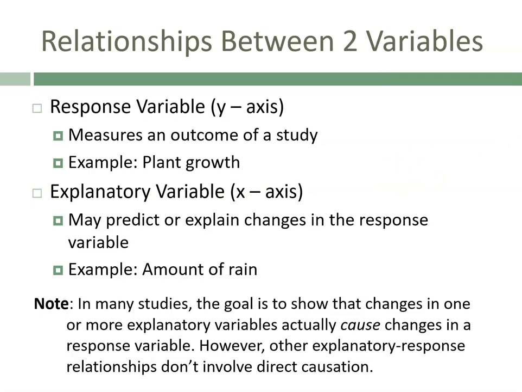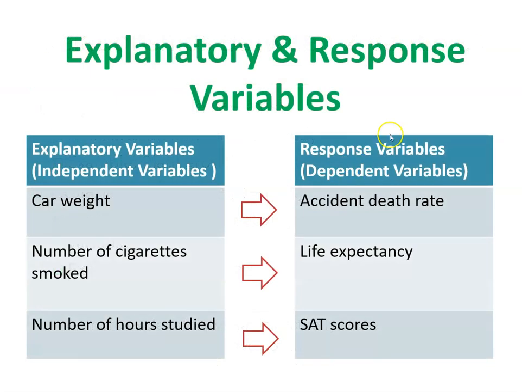We want to stay away from the term independent here, just because independent can mean something different, so we're going to use explanatory instead. So here's a quick little note. In many studies, the goal is to show that changes in 1 or more explanatory variables can actually cause changes in the response. So for the tomato plants, does the amount of rain cause or explain that plant growth, right? If I have a lot of rain, am I going to have really tall tomato plants or vice versa? However, other explanatory response relationships don't involve direct causation. Okay, so just because there's a relationship between 2 things doesn't mean that one caused the other. That's going to be a common theme.